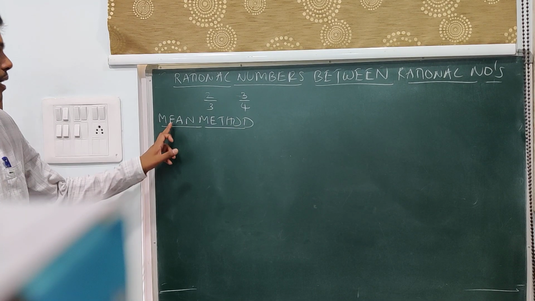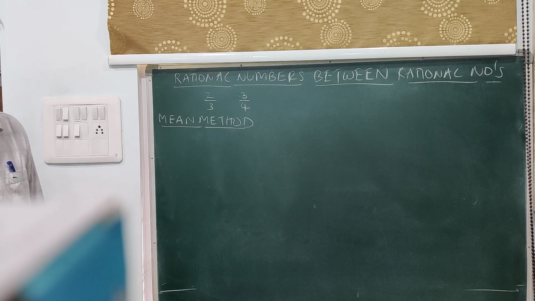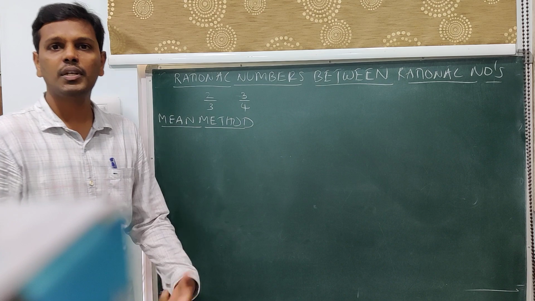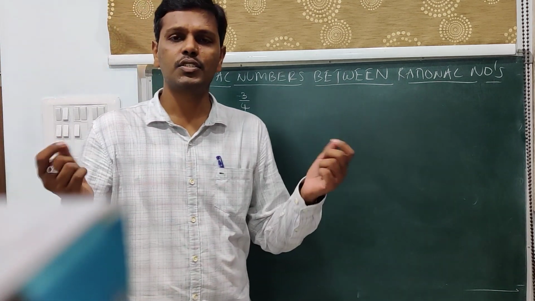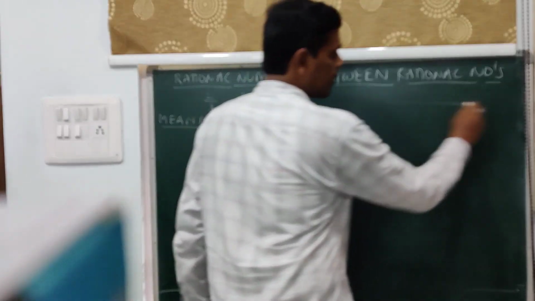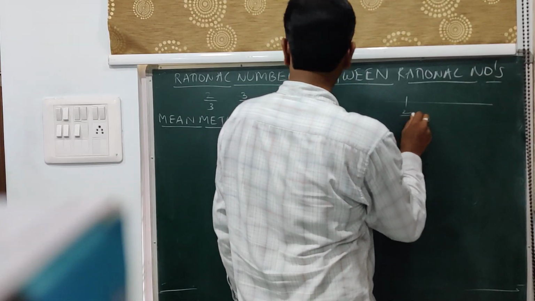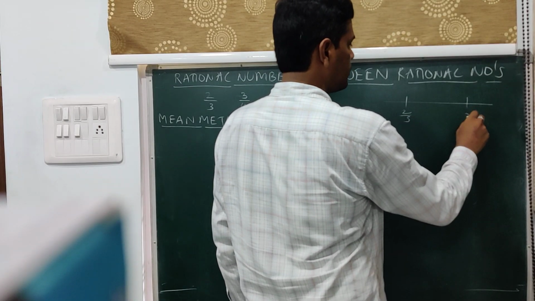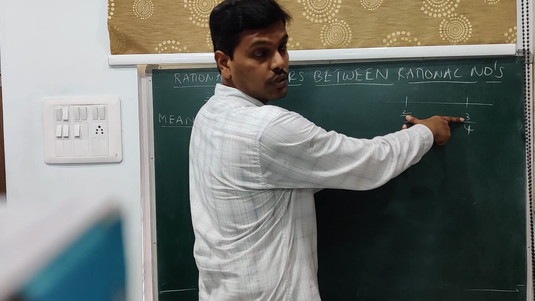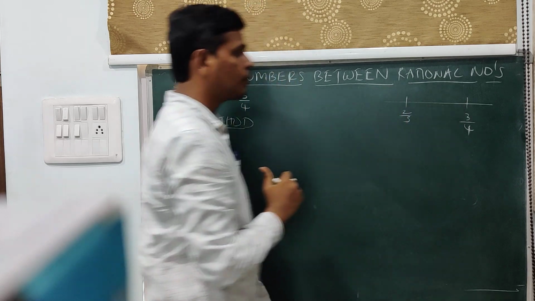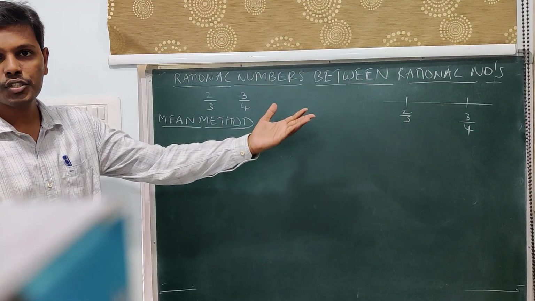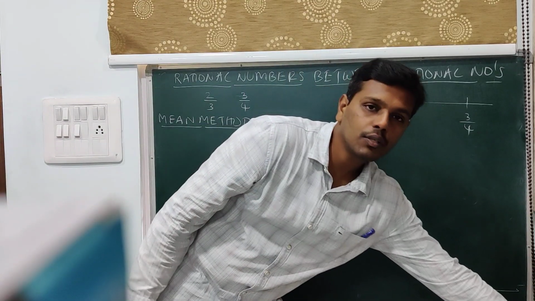So in this method, as the name suggests, mean method, we will try to calculate the mean between the two rational numbers. Now the mean will always lie between the extremities of the given observations. For example, say these are the two numbers on a number line. Say this is 2 by 3 and this is 3 by 4, and the mean will always lie between these two numbers. Therefore what we do is we calculate the mean of these two, and that will give you a rational number which lies between the given two rational numbers.